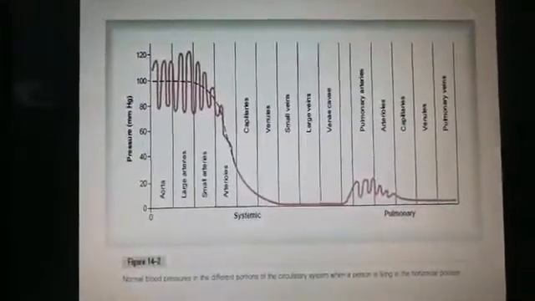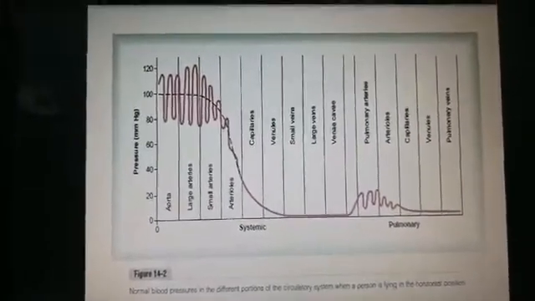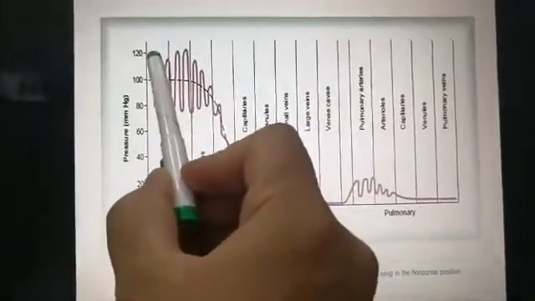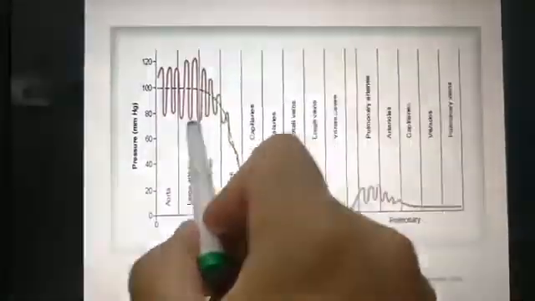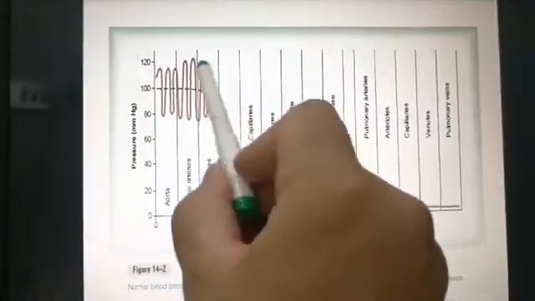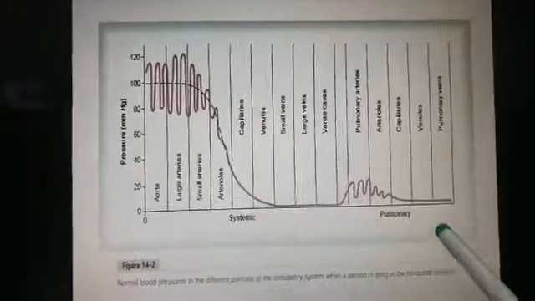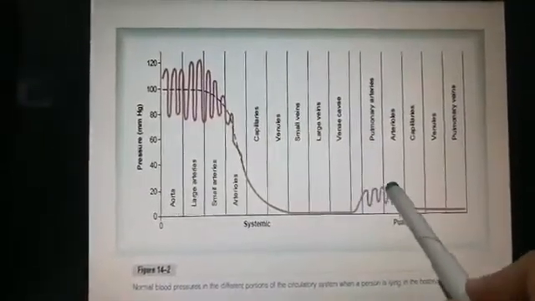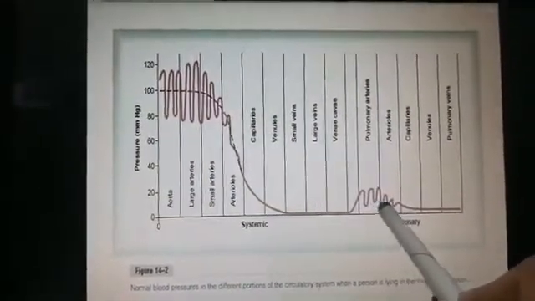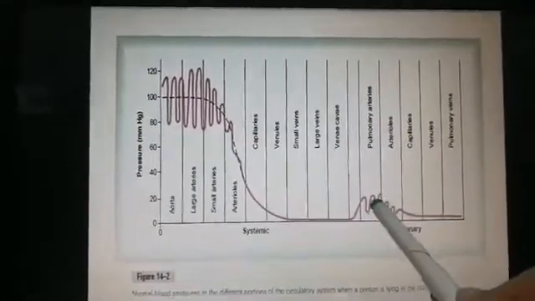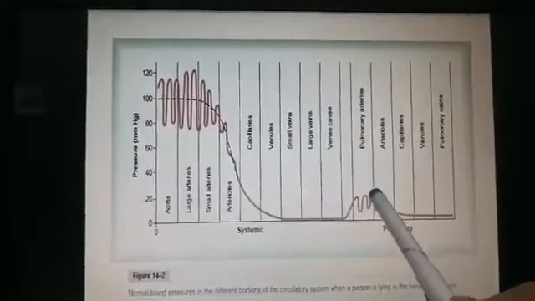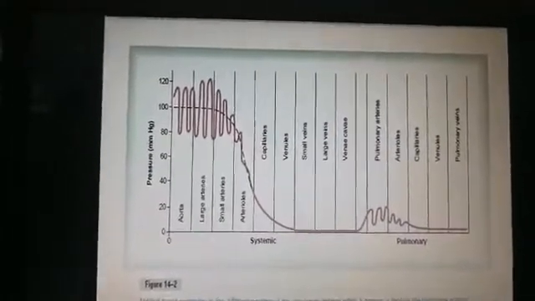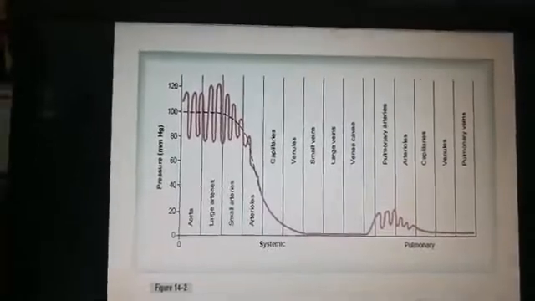You can see here, this is the systemic circulation. Here is 120 and here is 80. So here is the systolic, here is the diastolic. And in the case of pulmonary, you can see here this is 25 and this is almost 8 millimeter of mercury. So the peak on the lower side is the diastolic, and the peak on the upper side is systolic.